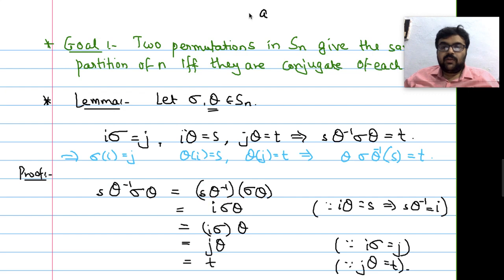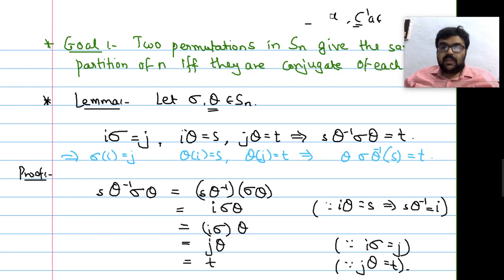How many conjugates of a are there? y inverse a y is a conjugate of a. x inverse a x is also a conjugate of a. c inverse a c is also a conjugate of a. So this is the conjugate of a with respect to y, this is the conjugate of a with respect to x, this is the conjugate of a with respect to c.